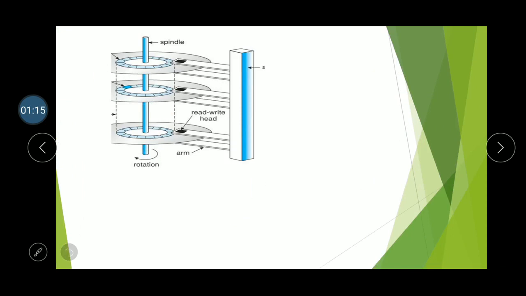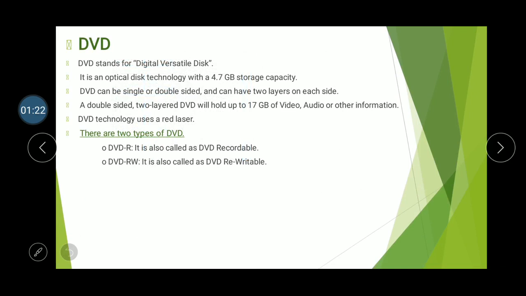In the picture you can see the disk. Next is DVD. DVD stands for Digital Versatile Disc. It is an optical technology with a 4.7 GB storage capacity. DVD can be single or double-sided and can have two layers on each side. A double-sided two-layered DVD will hold up to 17 GB of video, audio or other information.